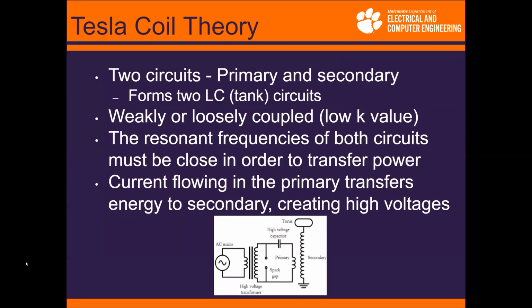A Tesla coil is comprised of two circuits, primary and secondary. They form two capacitance and inductance banks where voltage and current are stored. They are weakly coupled by a low K value. The goal is to match the resonant frequency of both circuits, and they must be close to each other in order to transfer power. The current flowing in the primary transfers energy to the secondary, creating high voltages and discharging through the secondary in lightning-like charges.